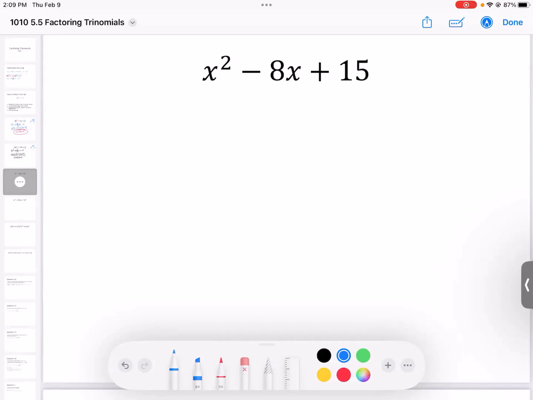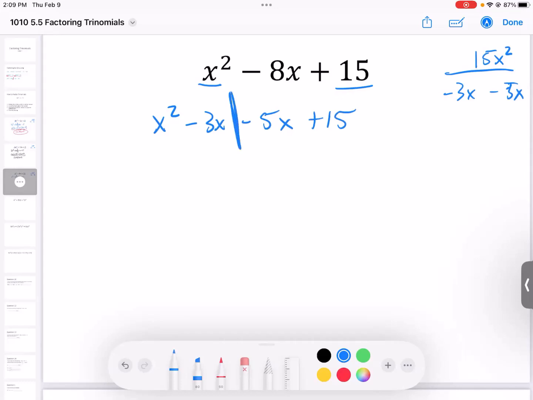All right, so on this one, I'll take my first and last terms, multiply them together, which gives me 15x squared. And what are 2 things that multiply to 15x squared and add to negative 8x? Perfect, nice job. So we have negative 3x and negative 5x because those 2 will multiply to a positive 15x squared because a negative times a negative is a positive. And if you add them together, it will equal negative 8x. So we'll write that out and we get x squared minus 3x minus 5x plus 15.